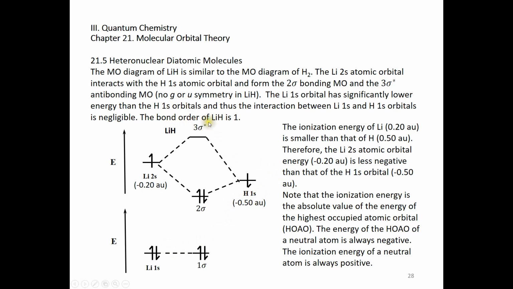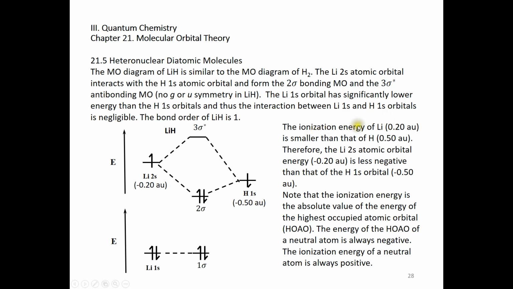The bond order of lithium hydride is 1. So we have 2 bonding electrons, 0 anti-bonding electrons. The difference is 2. 2 divided by 2, that's 1. Over here, although it's written as 1 sigma, it's not really a bonding orbital. This 1 sigma is awfully similar to just the 1s orbital because, again, the interaction between the lithium 1s orbital and hydrogen 1s orbital is negligible.